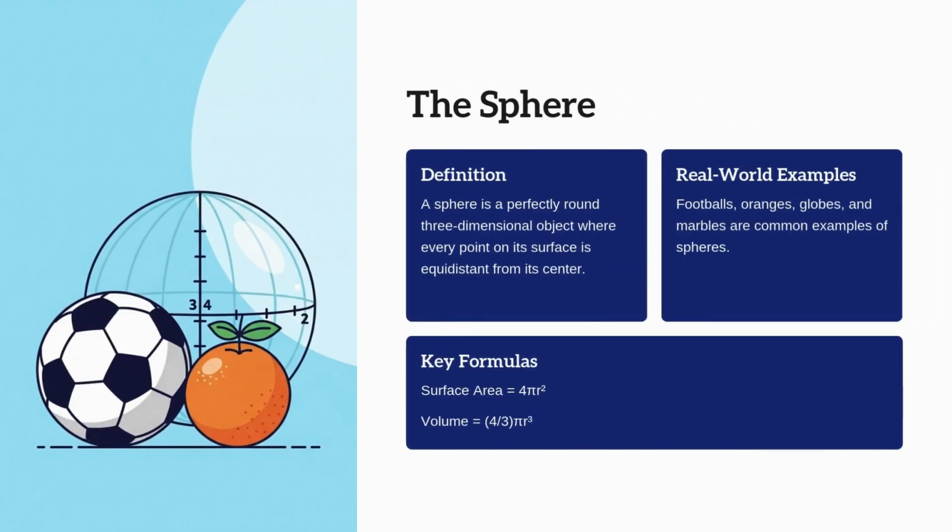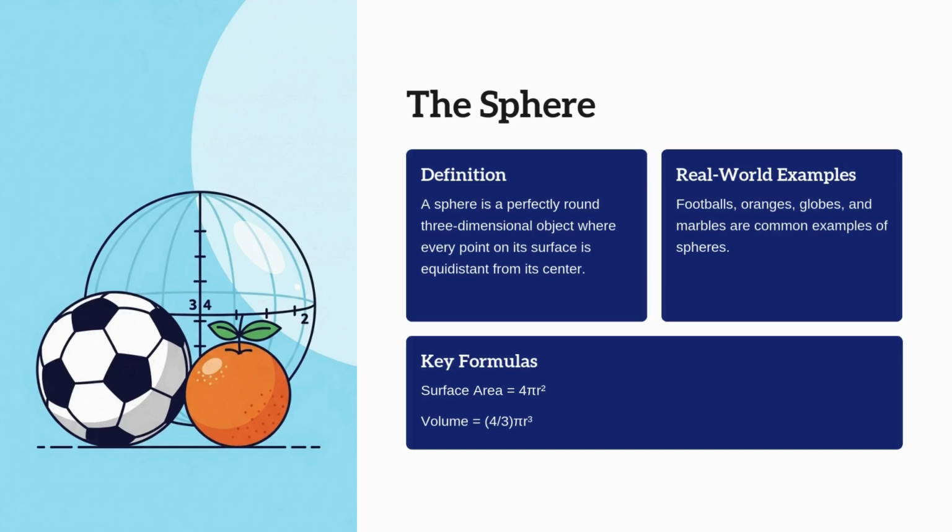The sphere. Definition. A sphere is a perfectly round three-dimensional object where every point on its surface is equidistant from its center. Real-world examples. Footballs, oranges, globes, and marbles are common examples of spheres.